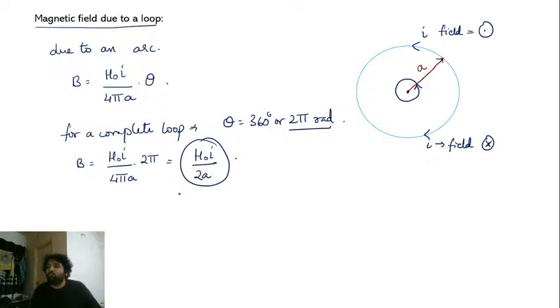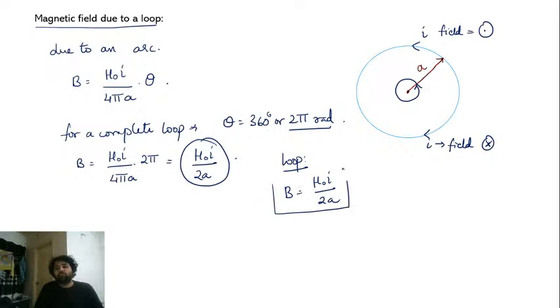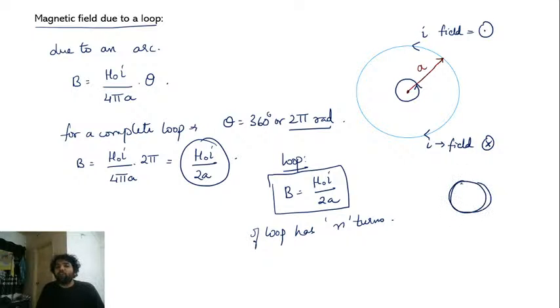It is a very simple solution. You can remember this formula, it's very useful. For a loop, field will be equal to mu naught I by 2a. Understood? If a loop has n turns, not a single loop, you have a coil like this of n turns. The field due to that will be mu naught into nI by 2a.